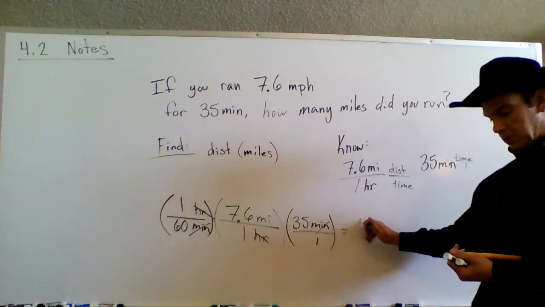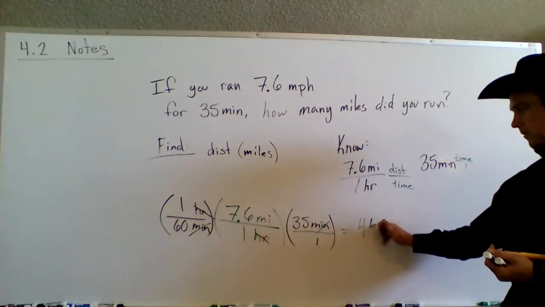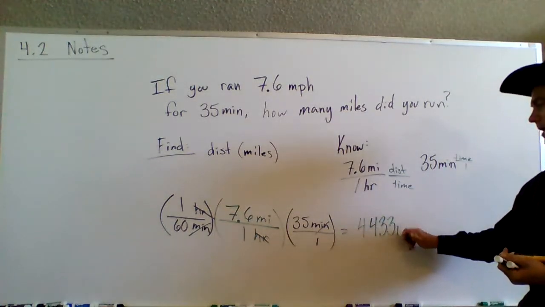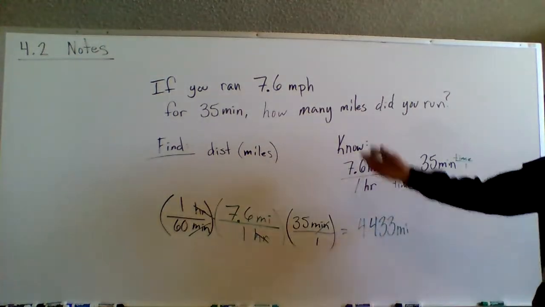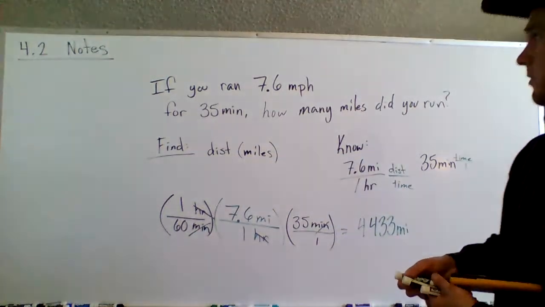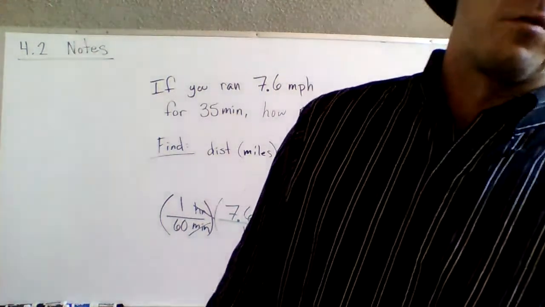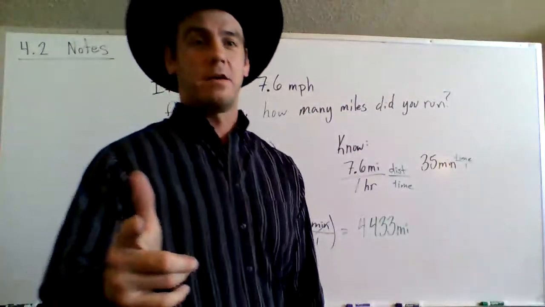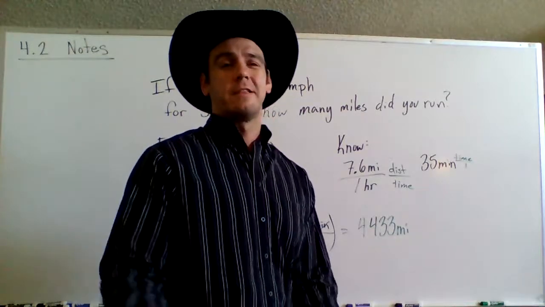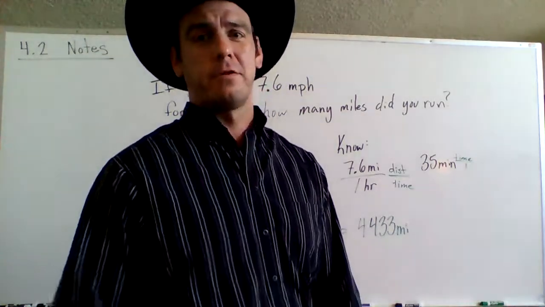So this comes out to 4.433 miles. Okay, so if you ran 7.6 miles per hour for 35 minutes, you'd go exactly 4.433 miles. Alright guys, I'm going to continue the 4.2 notes. We'll just give you a short break here.